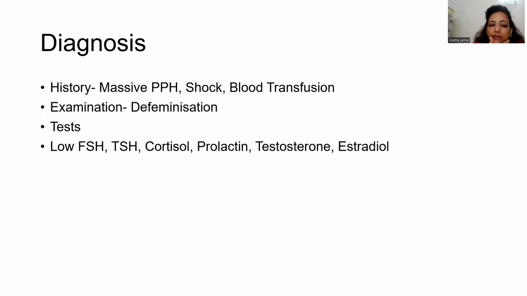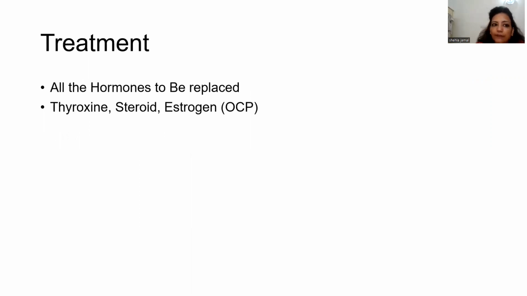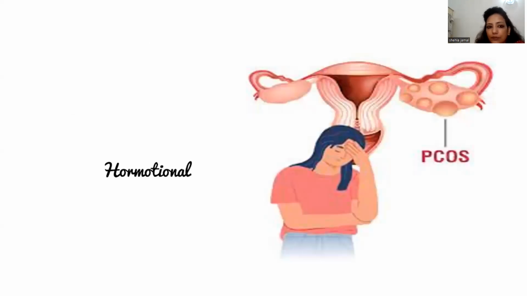The test that you have to undertake will reveal that there will be low FSH, there will be low TSH, there will be low cortisol, low prolactin, low testosterone, and low estradiol because pituitary gland is not functioning. Treatment, you have to replace all the hormones like thyroxine, steroid hormone, estrogen in the form of oral contraceptive pills can be given. Thus, her menstruation will be restored, her BMR will be restored, she will feel better clinically also, and there will be resumption of menstruation also.